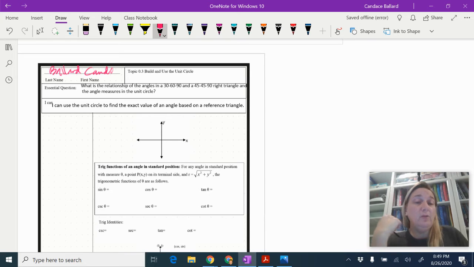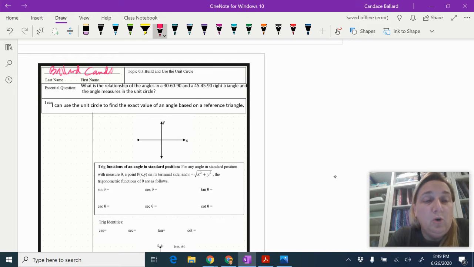So go ahead and write down the essential question. I'm going to end the I can statement. I'm going to probably break this into 4 smaller videos, so that way it's not quite as much at one time. So our essential question is, what is the relationship of the angles in a 30, 60, 90 and a 45, 45, 90 right triangle and the angle measures in the unit circle?